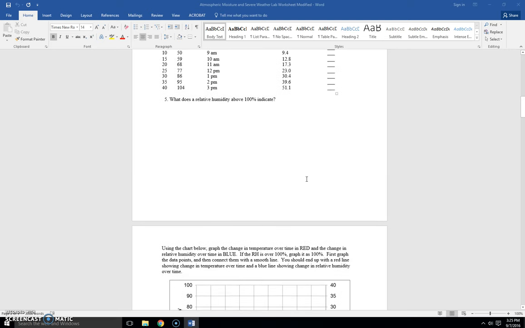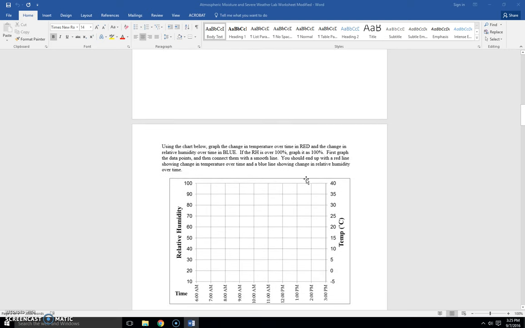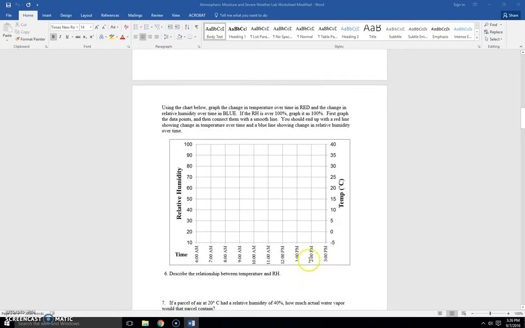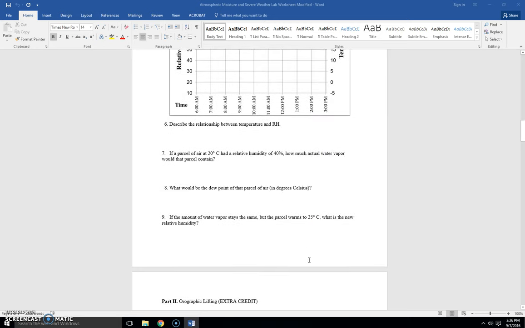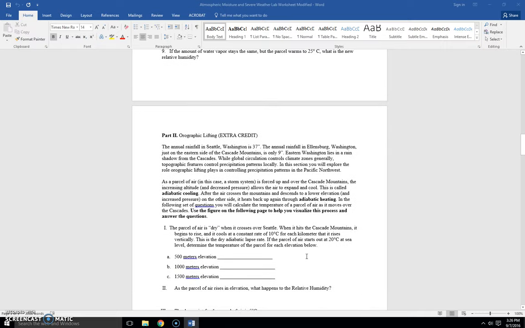And then you get to graph relative humidity and temperature over time. You can do this in Excel if you'd like. If you don't like Excel, just do it on this graph. It asks you some questions about the graph. And then we go to part 2 with orographic lifting.